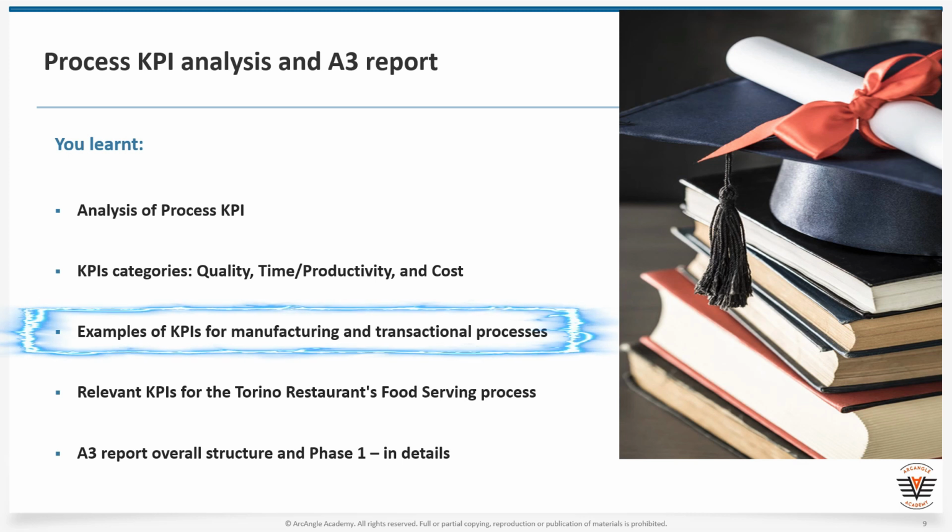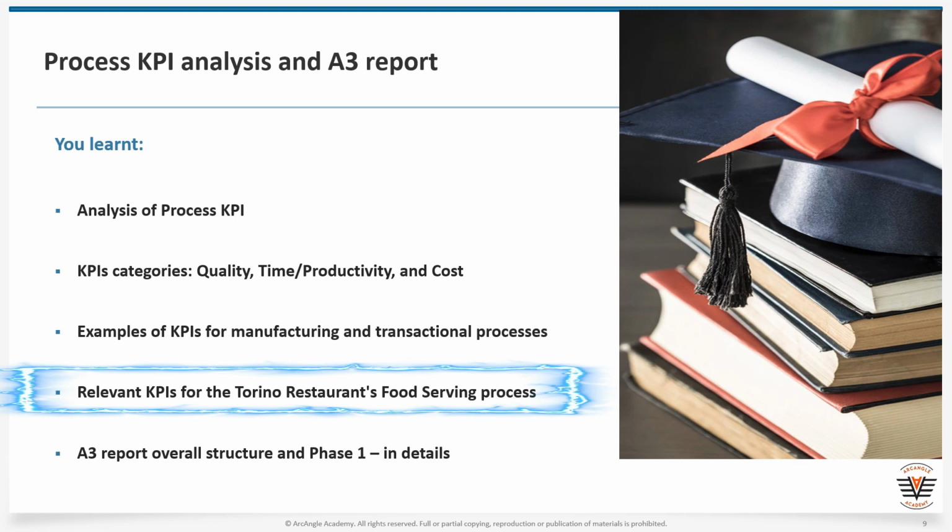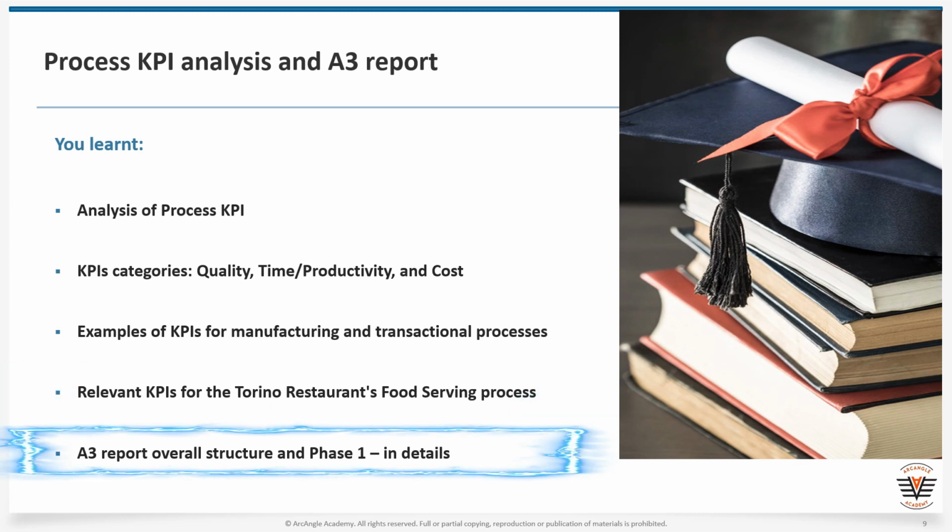Through examples, you have explored a variety of KPIs for both manufacturing and transactional processes. These examples have provided practical insights into measuring performance across different areas, such as quality, time/productivity, and costs. By applying your knowledge to the Torino restaurant case study, you have identified relevant KPIs for the food serving process. These KPIs help evaluate different aspects of quality, time/productivity, and costs, allowing you to measure customer satisfaction, process efficiency, and financial performance.